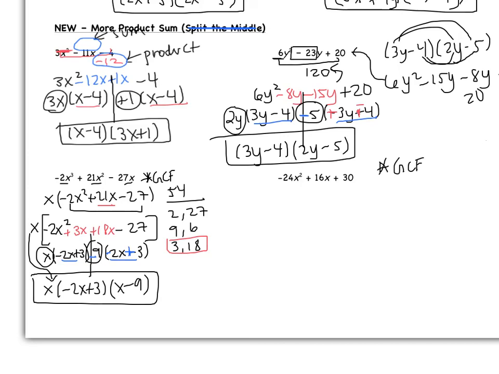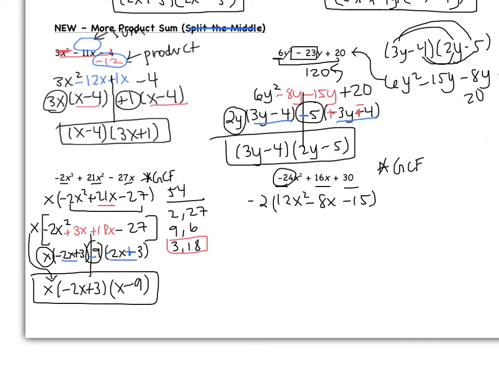Okay, so hopefully you took a chance to try this one on your own. Out of 24, 16, and 30, I can factor out a 2. I can't factor out a 4 because 30 is not divisible by 4. Because I have -24, I'm going to factor out a -2. So this leaves me with 12x squared subtract 8x subtract 15.